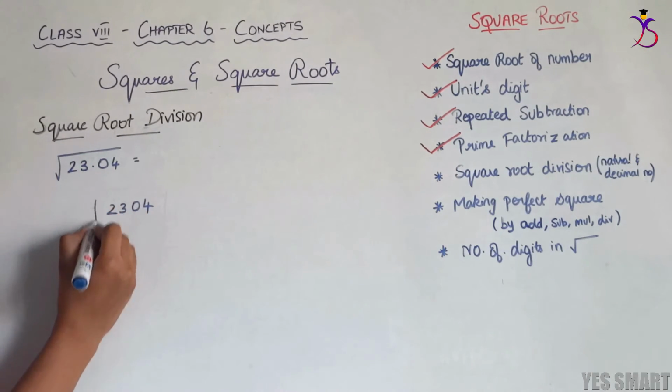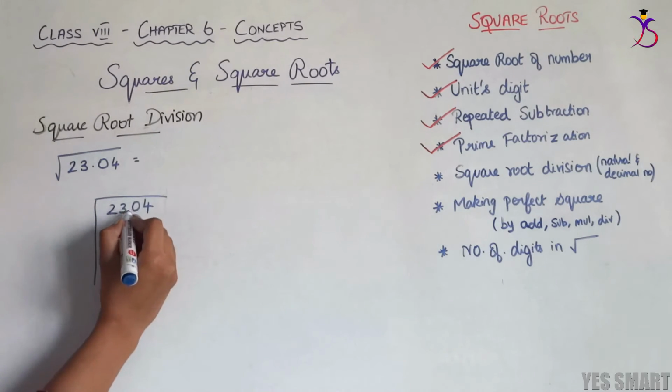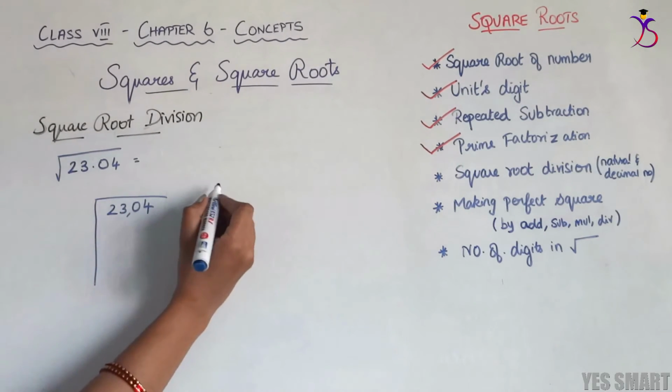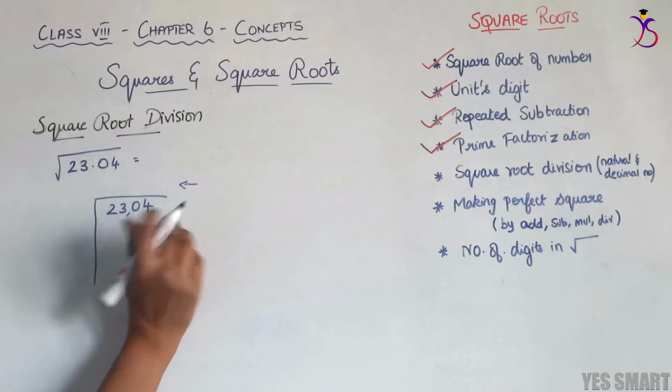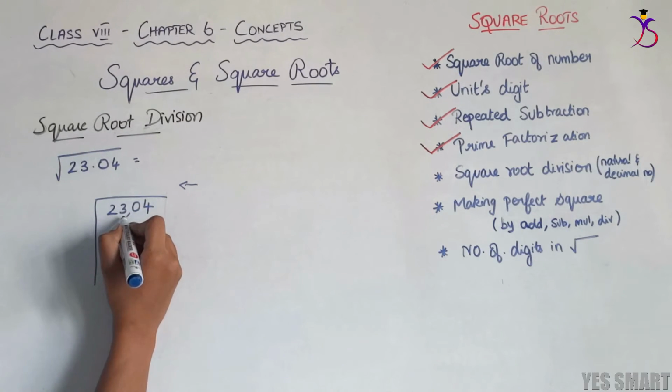2304, taking the square root division. I'm just inserting a comma between 3 and 0 because we will be inserting commas in this direction. Now I have to introduce a divisor. The same number has to be used as a quotient as well.